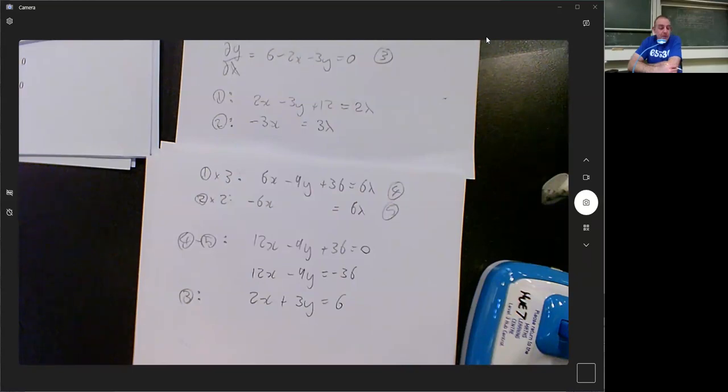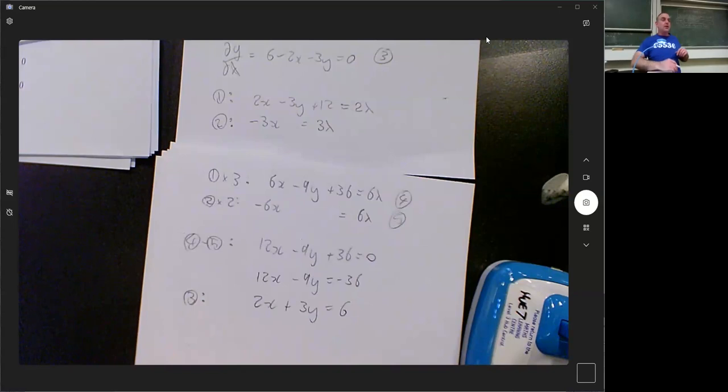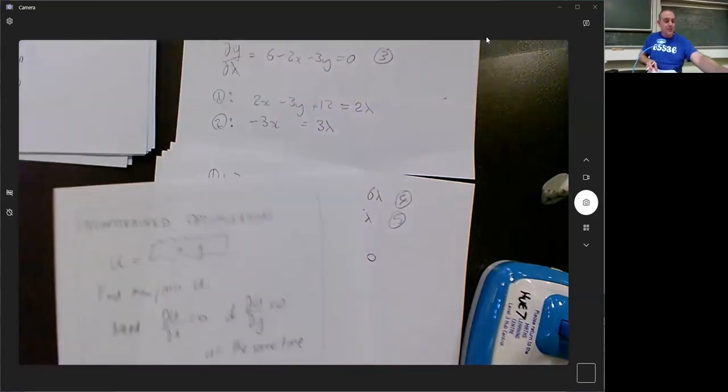I'm not a big fan of this minus 36 here, but that's okay. They didn't tell us what x and y were, so I presume they're allowed to be negative today. But in most economics applications, the x's and the y's are amounts of stuff, and so they can't be negative. But today they can, I think, for this problem.